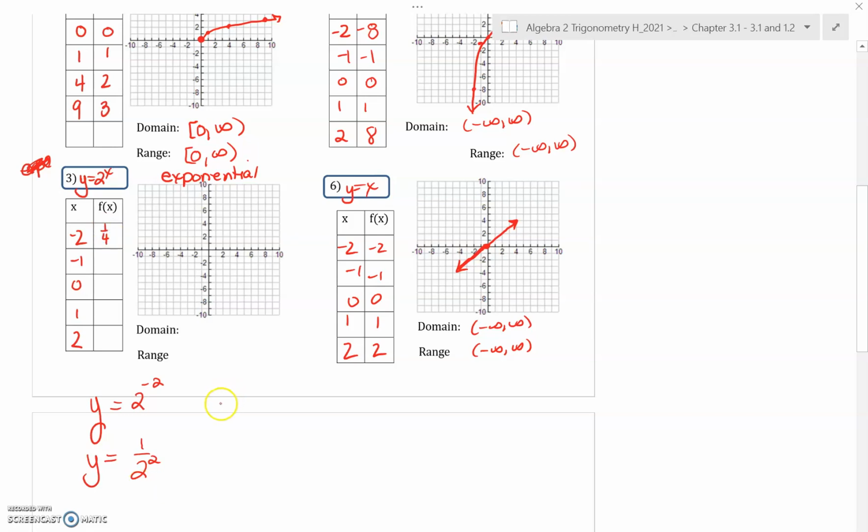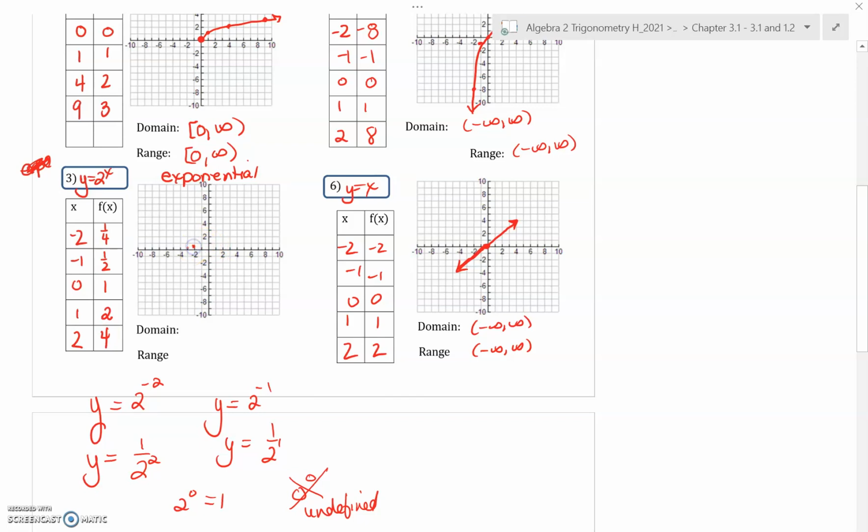And then if you have negative 1, again, that's a negative exponent, so now it's a positive exponent if you move it to the denominator, so that would be 1/2. 2 to the 0: a real number other than 0 to the 0 power is 1, because if you have 0 to the 0 power, that's undefined. So we have 2 to the 0 power, that is 1. And now 2 to the first power is 2, and 2 squared is 4. Okay, so let's go ahead and plot those points.